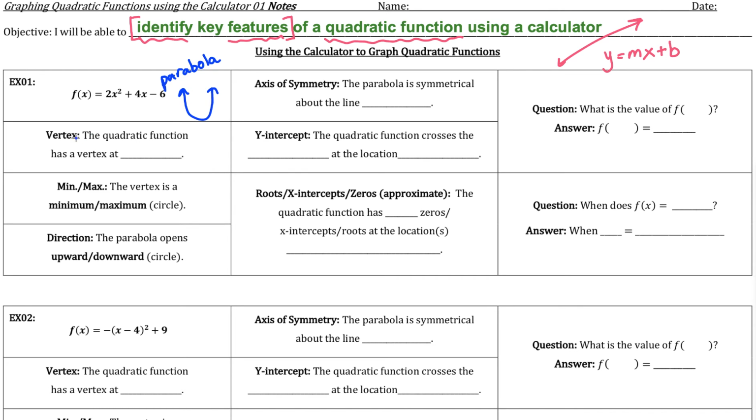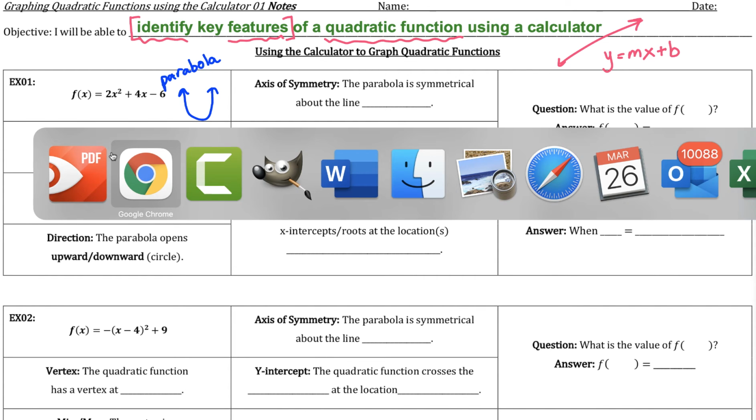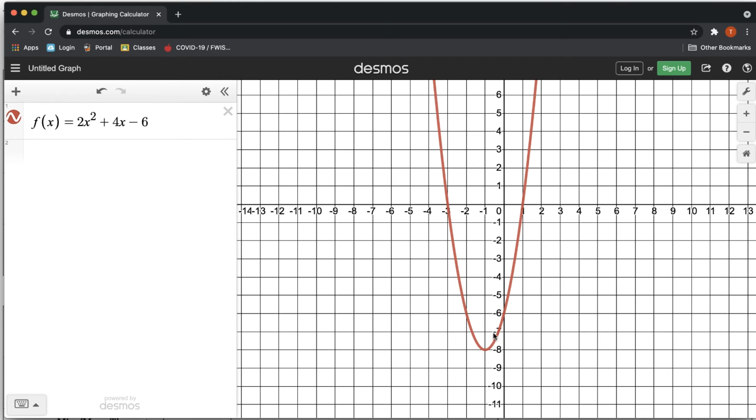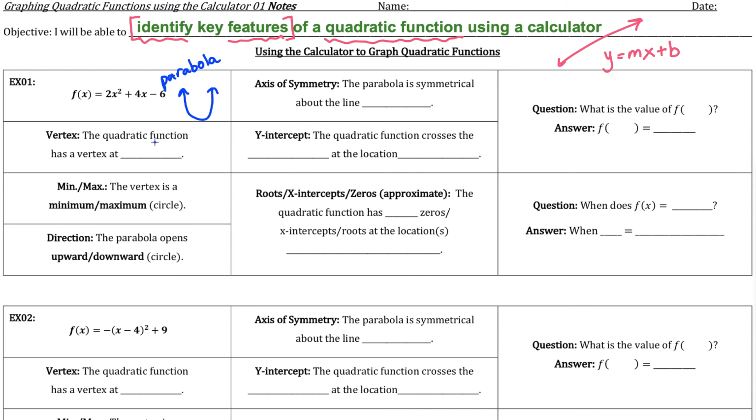Parabola. The vertex. So the quadratic function has a vertex at. I want you to look here. The vertex is this turn right here, this corner right here. If I click it, I think it shows me. Yeah, see, it shows you: -1 and -8. I'm going to go over here and write -1, -8.